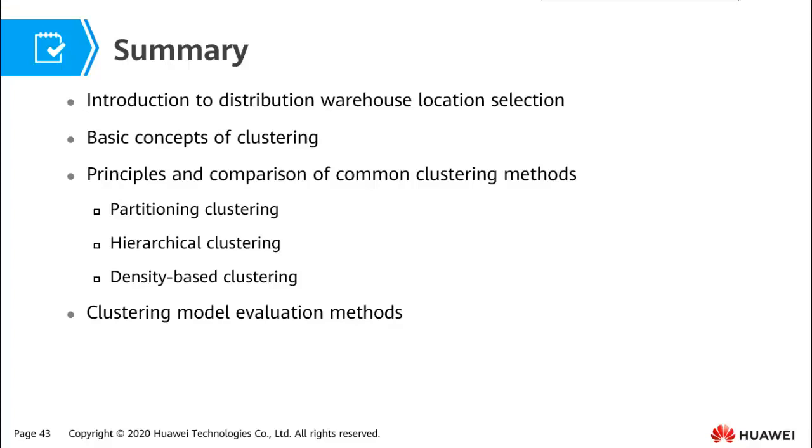There are several main categories of clustering methods. The first category is partitioning clustering, and typical algorithms include k-means and k-medians. Another category is hierarchical clustering, which performs clustering in top-down and bottom-up modes. The third one is density-based clustering, and a typical algorithm is DBSCAN. The three methods have their respective comparative advantages.